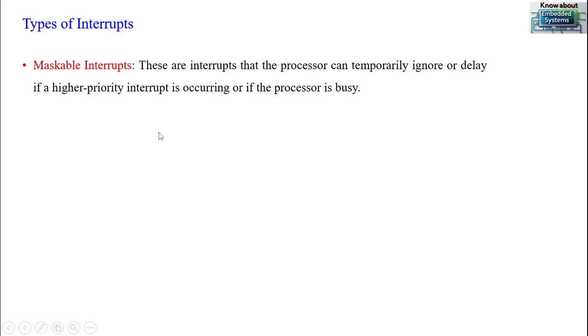And then we have different types of interrupts, again, maskable interrupts. What do you mean by maskable interrupts? Maskable interrupt means you can ignore the interrupt. If there is an interrupt, you can just ignore that interrupt. So maskable interrupts are those the processor can temporarily ignore, or the processor can delay the interrupt. That is, the interrupt service routine can be delayed. This is called a maskable interrupt.